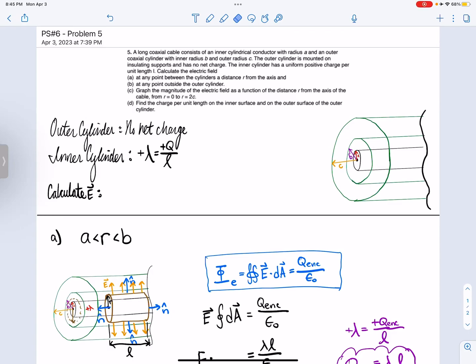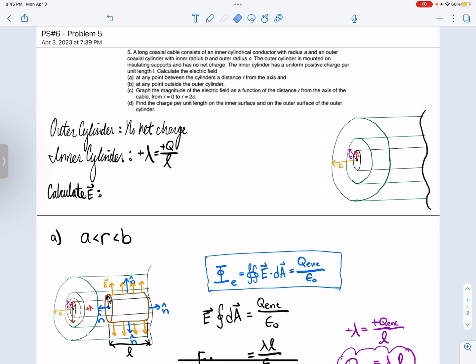This is problem set number 6, problem 5. A long coaxial cable consists of an inner cylindrical conductor with radius A and an outer coaxial cylinder with inner radius B and outer radius C. The outer cylinder is mounted on insulating supports and has no net charge. The inner cylinder has a uniform positive charge per unit length L, and we want to calculate the electric field.